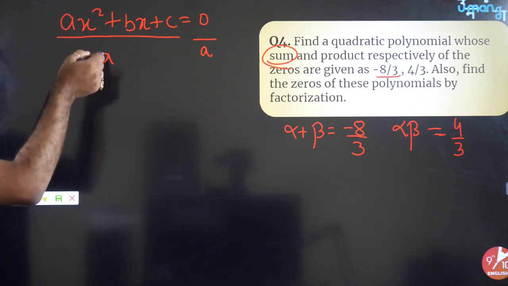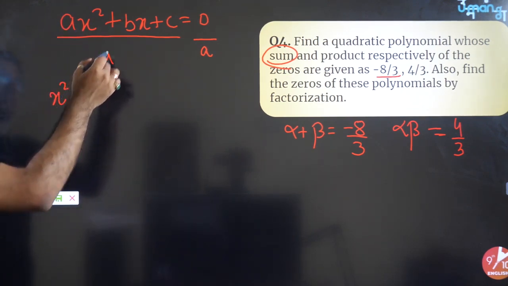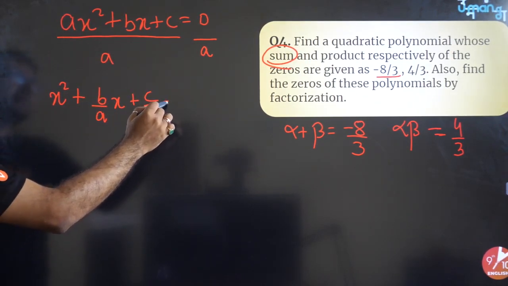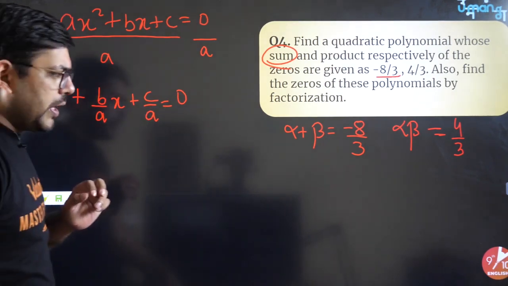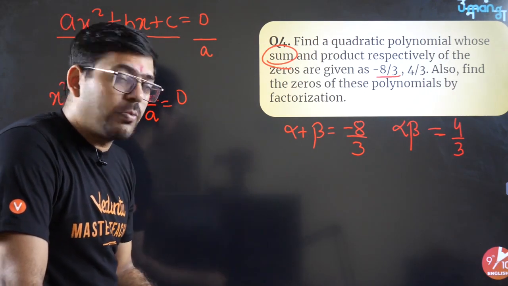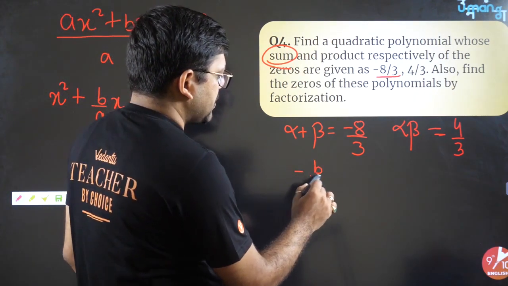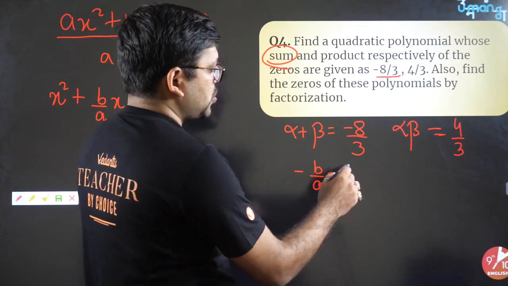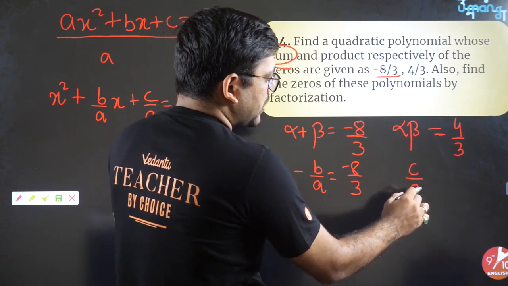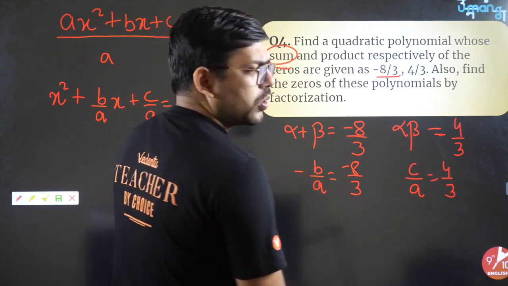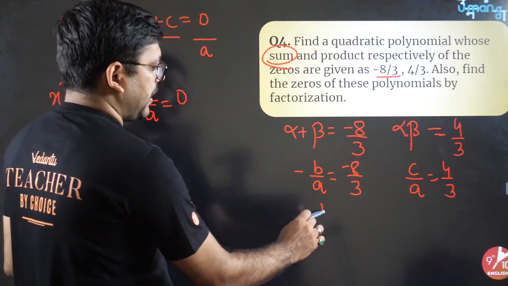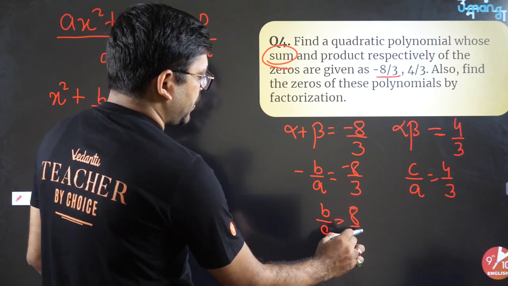If I divide it, a and a are gone for the first term, so we have x square plus b by a times x plus c by a equals 0. Now, I hope you know that alpha plus beta is also equal to minus b by a. So we have minus b by a equals minus 8 by 3. And similarly, alpha into beta is c by a. You know that? The first slide. So here minus and minus will go away and you will get b by a equals 8 by 3.